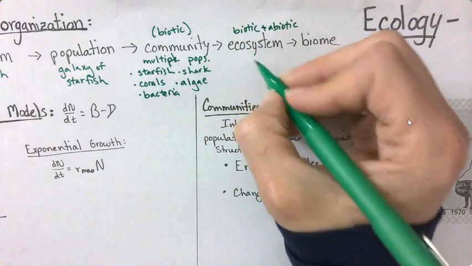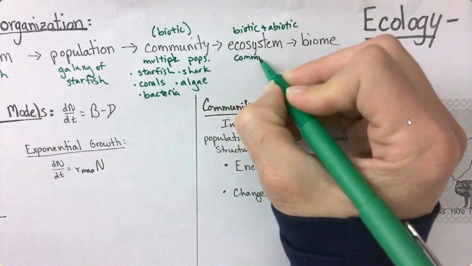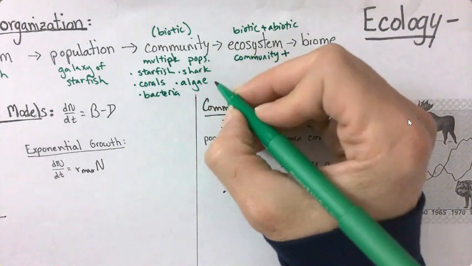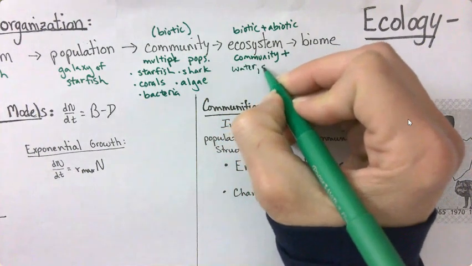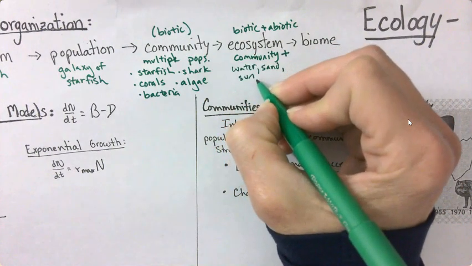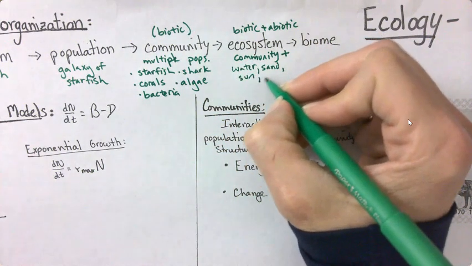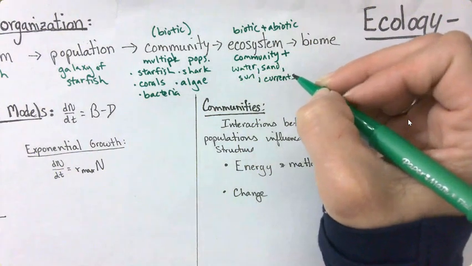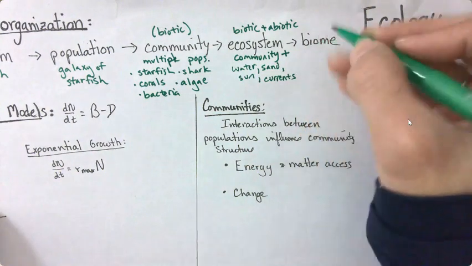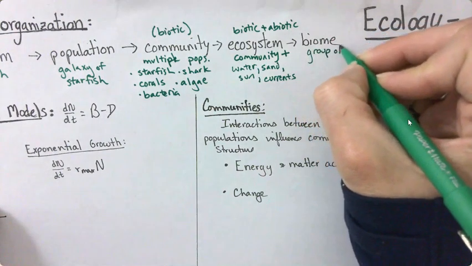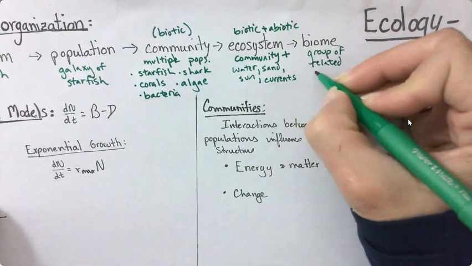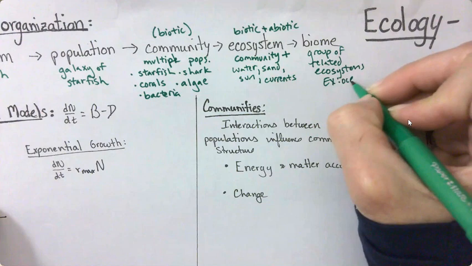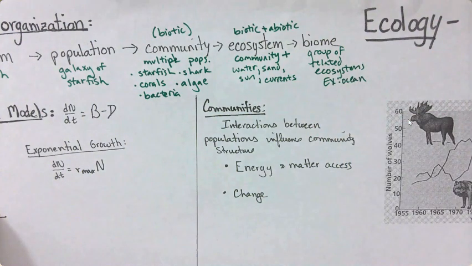So an ecosystem includes the community plus abiotic factors, for example, in this example, like water, sand, sun, currents, like wind currents and sea currents, things like this. And then a biome is a group of related ecosystems. For example, like the ocean or the Great Barrier Reef would be a biome.